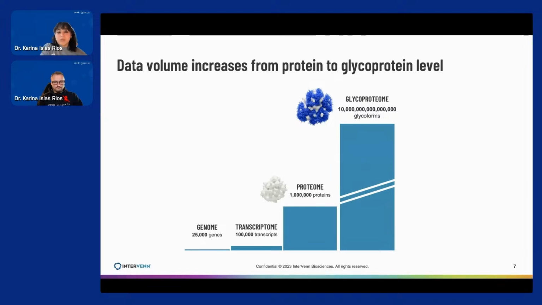So when you think about how we have been analyzing disease, at the beginning we started with the genome, then that increased to the transcriptome. When we moved to the proteome, we were already analyzing 1 million proteins. But now when we look into the glycoforms, we are at a really, really complex level of analysis, because the detail just went a little bit higher.